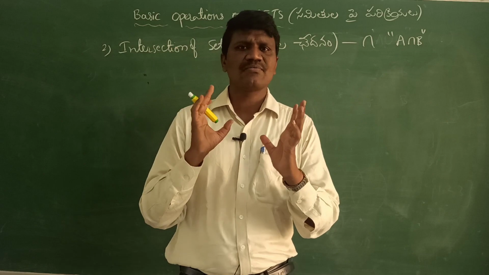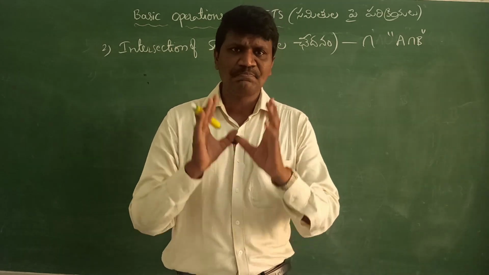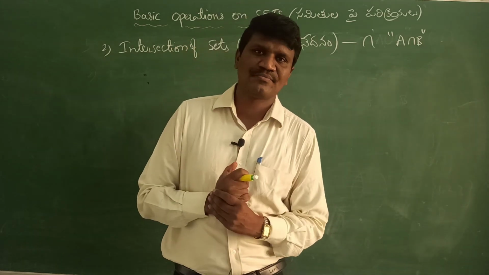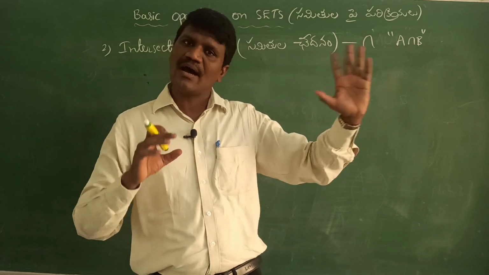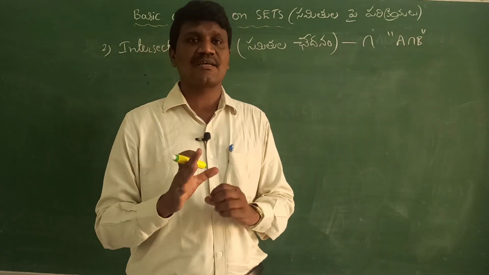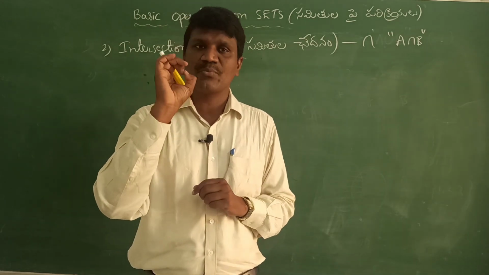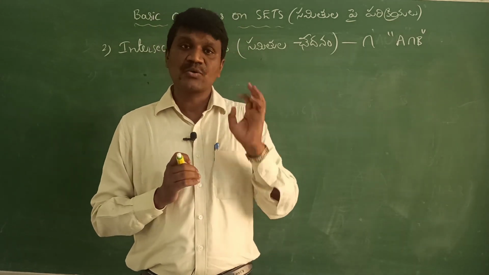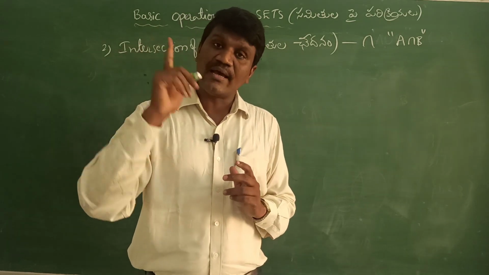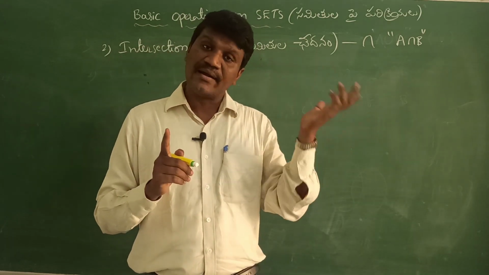So intersection of sets is nothing but the common elements, right? In the union all the elements were taken; in intersection only the common elements we should take. So that is the most important point in intersection. So A intersection B is nothing but the element should be there in A and also it should be there in B.